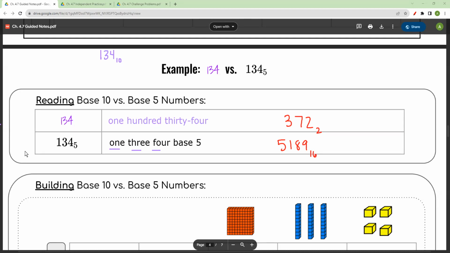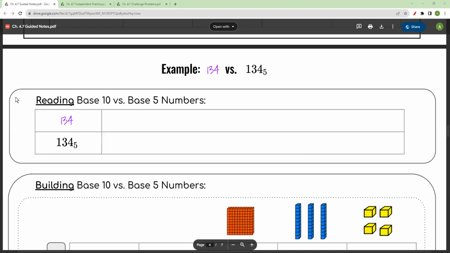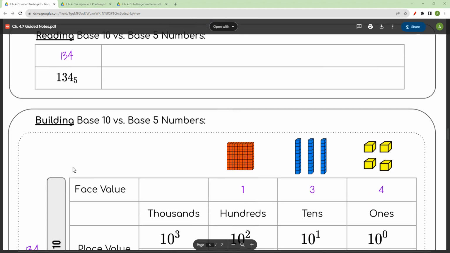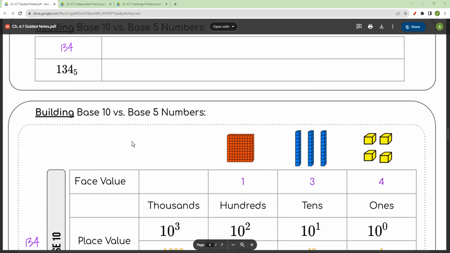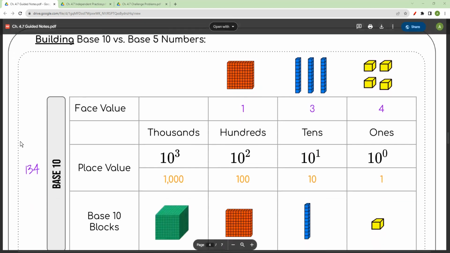All right, so just imagine a world where base 10 doesn't exist and base 5 is the only one that does. It would be like if aliens came in and took over a planet and just decided we're no longer using hundreds anymore, right?